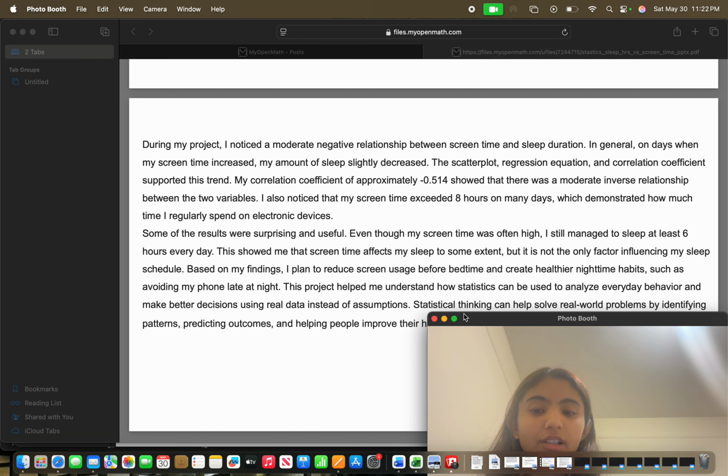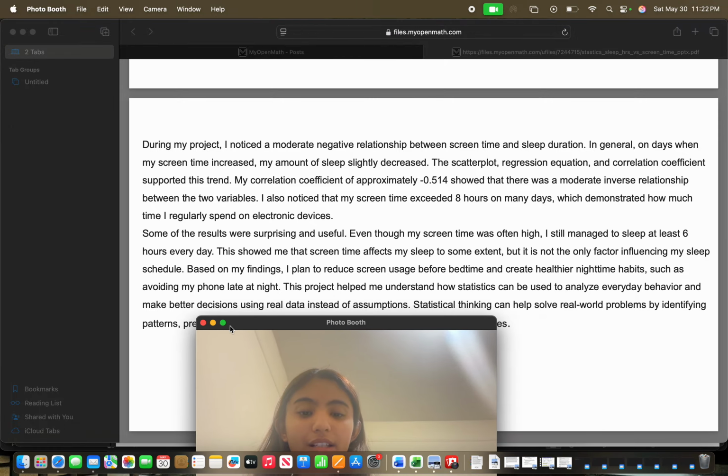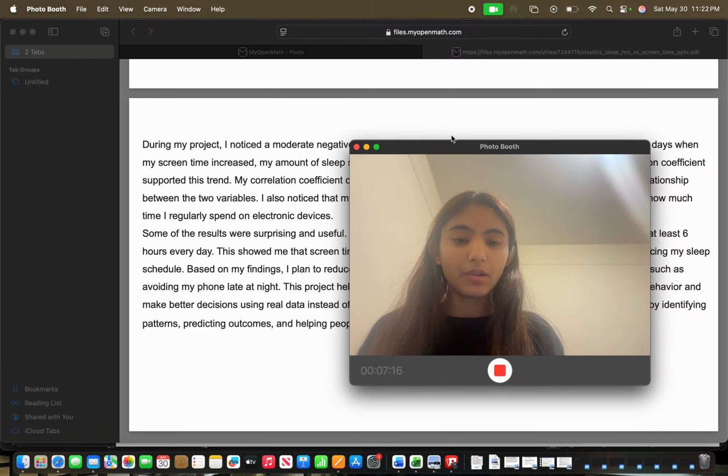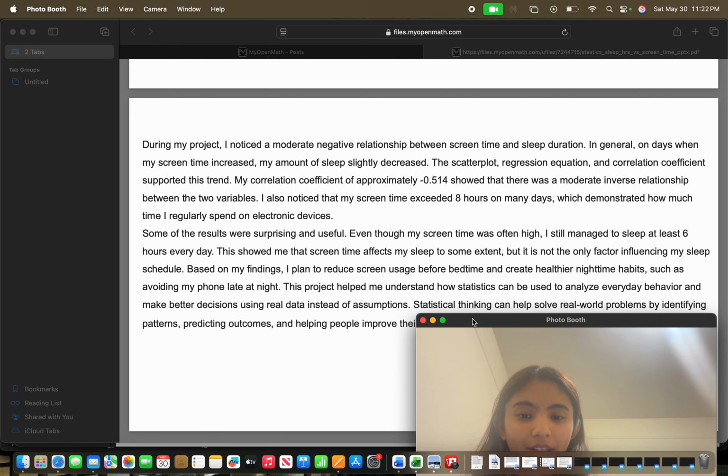Based on my findings, I plan to reduce screen time use before bedtime and create healthier nighttime habits such as avoiding my phone late at night. This project helped me understand how statistics can be used to analyze everyday behavior and make better decisions using real data instead of assumptions.